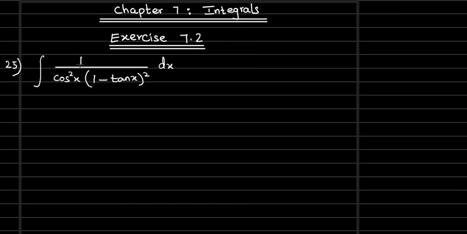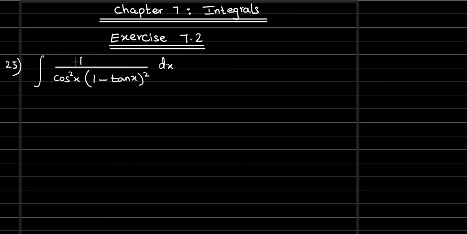What we can do is, 1 by cos square x is what? Secant square x. So we can rewrite 1 by cos square x as secant square x. When we rewrite, what happens? We get secant square x by 1 minus tan x whole square. So the denominator function's differentiation is what? The constant term 1, differentiation 0. Tan x differentiation is secant square x. So the secant square x part we are getting in the numerator.